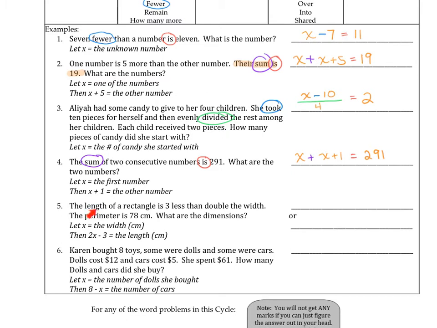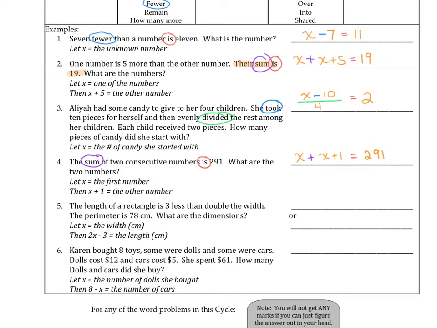Now what you have to figure out, you've got length and width. Which one depends on the other? The length of a rectangle is 3 less than double the width. So the length depends on the width. So the independent value is going to be your let. So x is going to be the width in centimeters, include the units if needed.